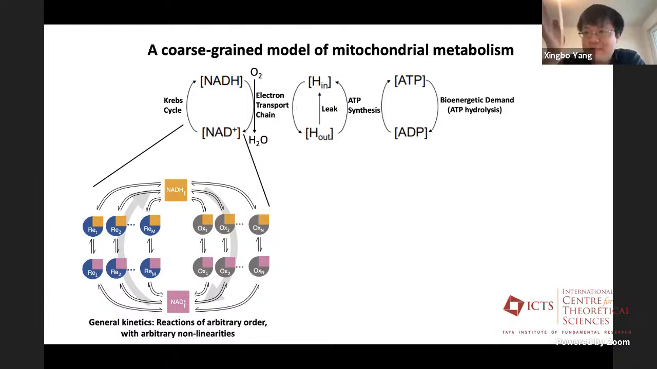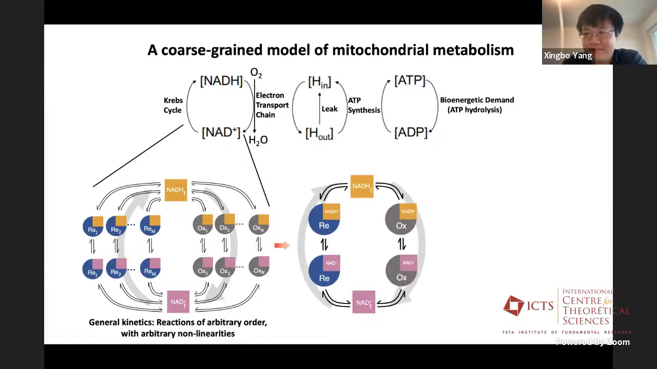So we don't constrain ourselves from a more general modeling perspective. We account for all possible enzymes and reactions. We also don't restrain ourselves: they can be of arbitrary order with arbitrary nonlinearity. So it sounds very, very general, right? But what can we do with that type of general model? Well, we coarse grain it, right?